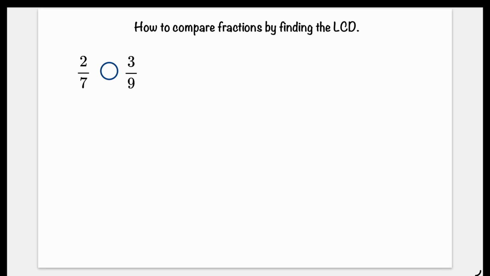How to compare fractions by finding the lowest common denominator. When you have two fractions that have two different denominators, it is difficult to tell which one is bigger. Think about it this way.